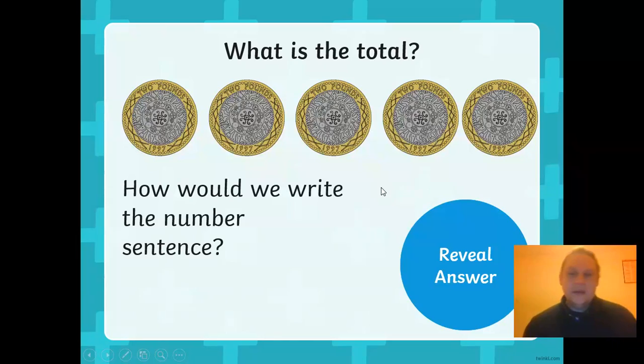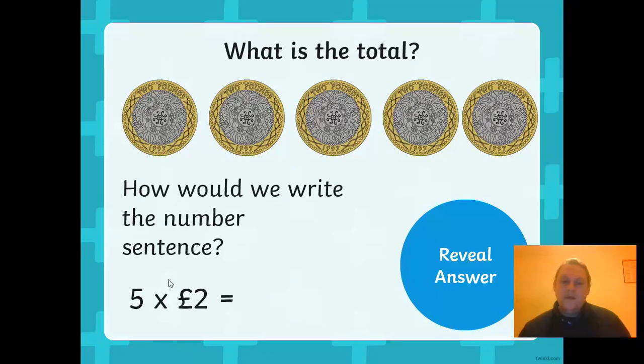All right, let's have a look at this last one. Now, what is the total? We've got £2 here. Okay, so we've got 1, 2, 3, 4, 5 £2 coins. All right, how would we write the number sentence for this? It's going to be 5 times £2. Okay, now let's add this up. £2, £4, £6, £8, £10. Okay, so we've got £10.